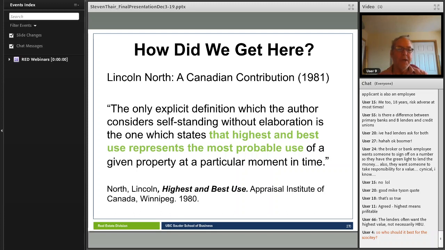And here's one sentence from that monograph. He says the only explicit definition of highest and best use is the most probable use of a given property at a particular period. So there it is. There's one of the best Canadian minds in appraisal. And he says, all you can do with highest and best use is say it represents the most probable use. And that's been the channel that a lot of appraisers have taken in Canada. They simply say highest and best use is the most probable use. They're the same. And that's what Lincoln North did. But as I've tried to show here, no, they're not quite the same.